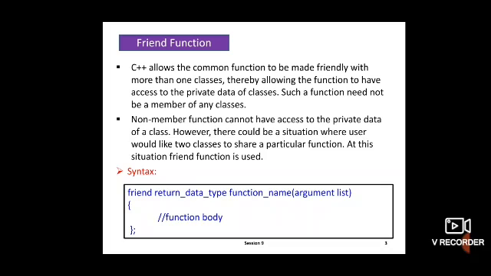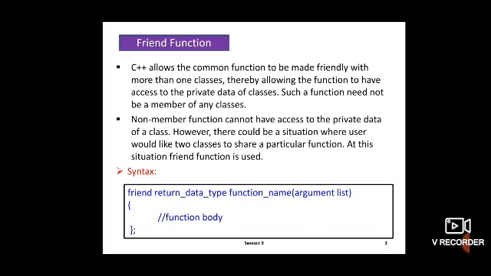Now see the syntax. Friend is a keyword, followed by return data type, function name, argument list, begin, function body and end. The keyword friend declares the function to be friendly with that class. This function is defined as a normal C++ function. Student, if you ignore the friend keyword, the remaining part is return data type, function name, argument list, then function body. This is a normal C++ function.